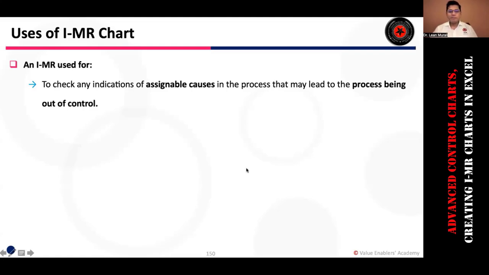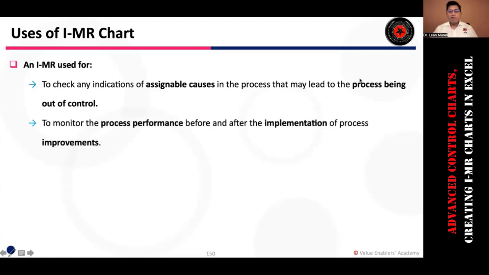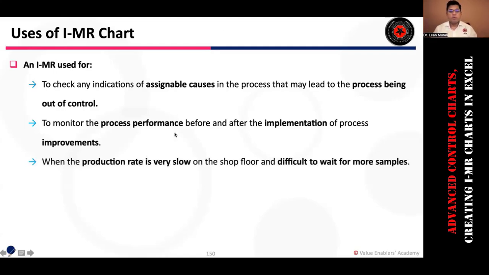Good. I think most of you are giving me 10 on 10. It is used to monitor the process performance before and after implementation of an improvement. So if you've done the improvement, you can say that my variation was within this band, and after improvement, it has improved to this extent, and you can show a different band. That is also one of the uses.